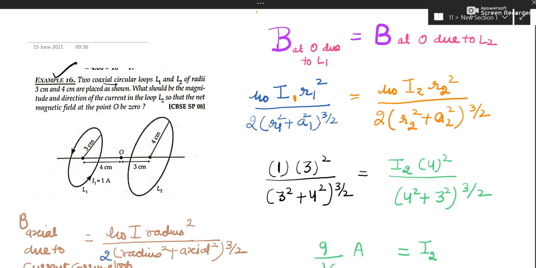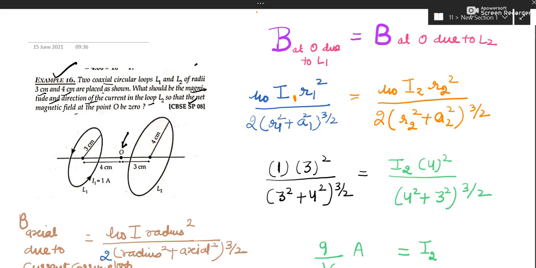Two coaxial circular loops L1 and L2 of radius 3 cm and 4 cm are placed as shown. What should be the magnitude and direction of current in the loop so that the net magnetic field at point O be 0? So the information given here is that at O the net magnetic field is 0. When can it be 0?